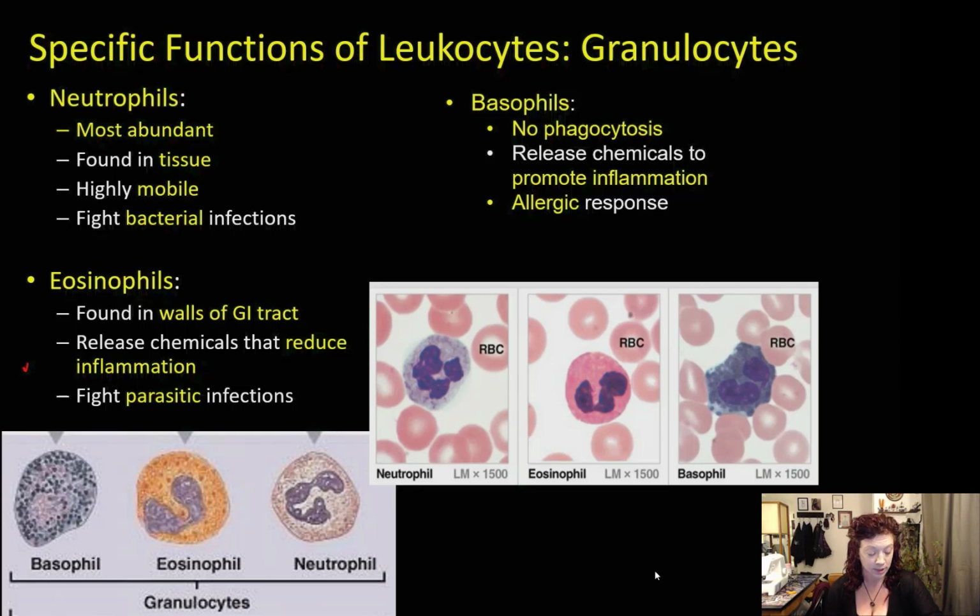The first of these 3 are the neutrophils. Neutrophils are the most abundant of your granular leukocytes. You find them in tissues, you find them in your bloodstream. They're highly, highly mobile. They really make the rounds. And their primary function is to fight bacterial infections.